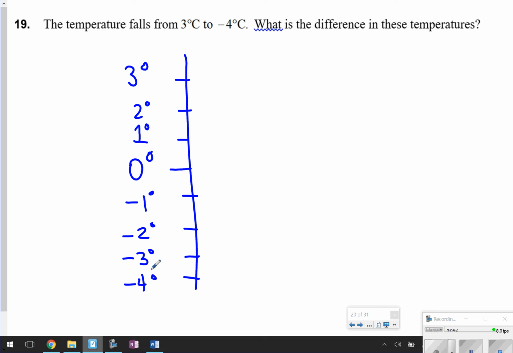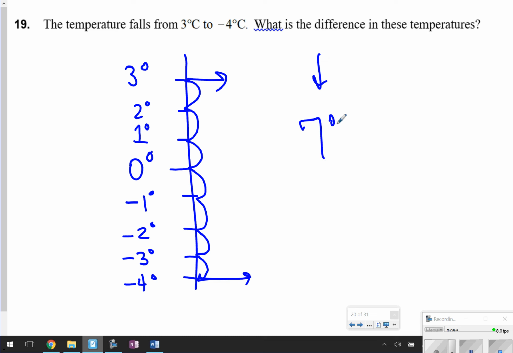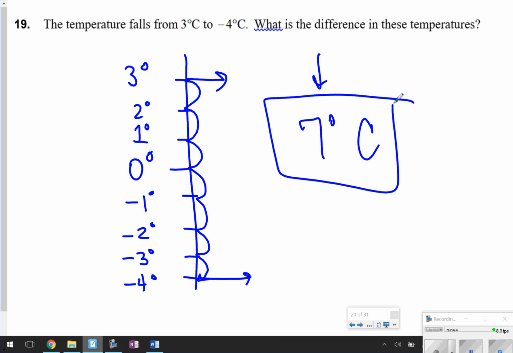If you're starting at positive 3 and going down to negative 4, you just got to count the steps between that. 1, 2, 3, 4, 5, 6, 7. 7 degrees Celsius is the difference in these temperatures. It's not going to be negative 7 because all it's doing is trying to figure out where on the thermometer, how far is 3 from negative 4. Okay, so 7 degrees Celsius is your answer to number 19.